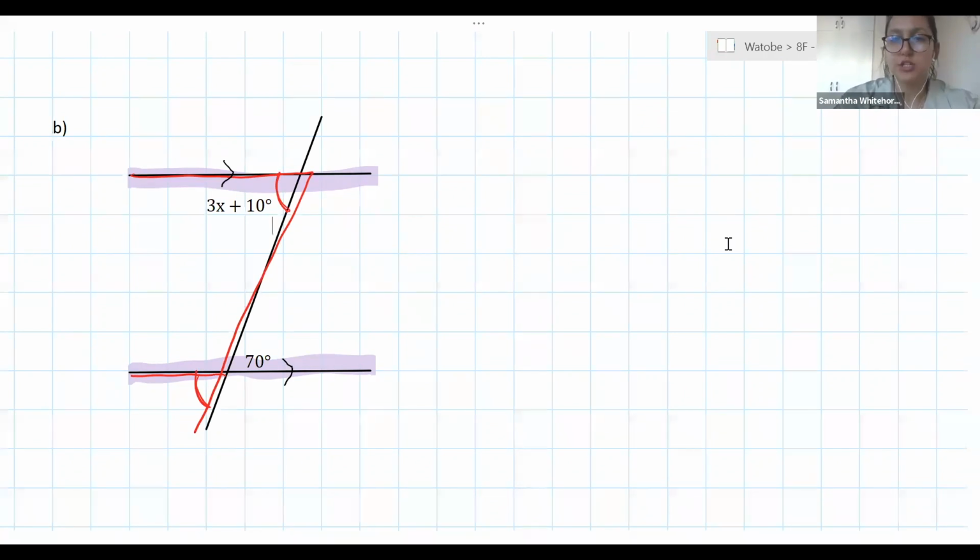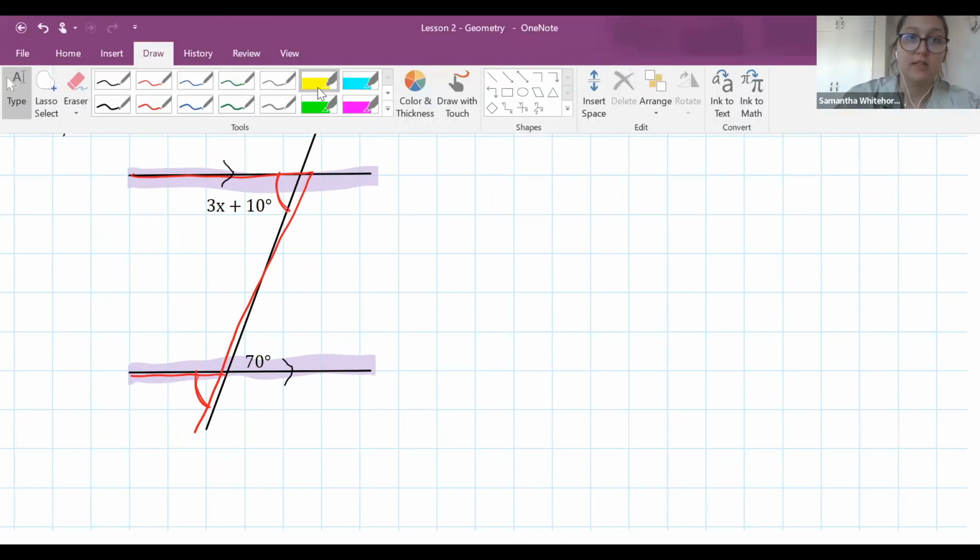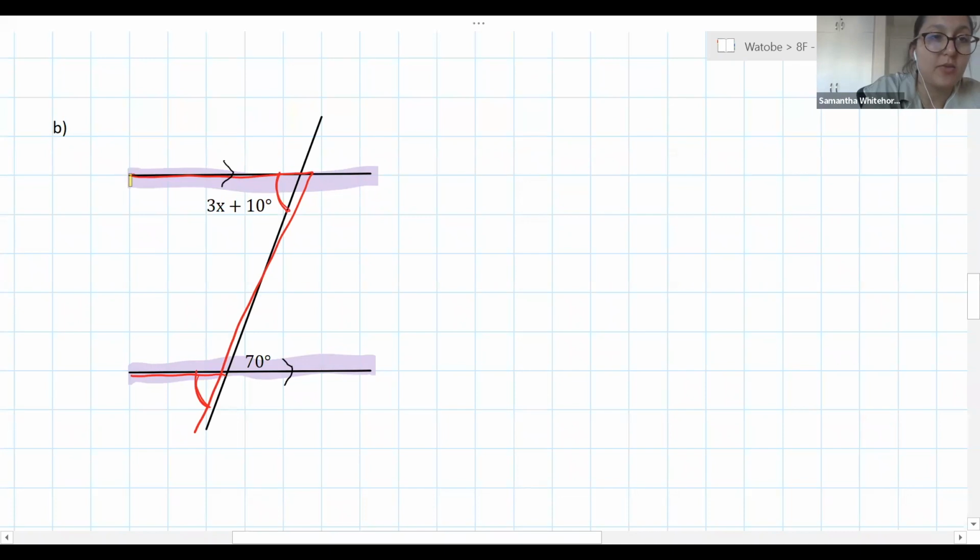Anyone got any other suggestions? Remember, I said there's often different ways that we can do it. Bontle, what do you think? Ma'am, I think co-interior. Oh, yeah. Guys, you are way more on it than I was. Right, co-interior is the U shape. So that yellow bit there is the U shape, which is fine. We know that this angle plus this angle must equal 180. Any other suggestions? Voltaria, which do you think?